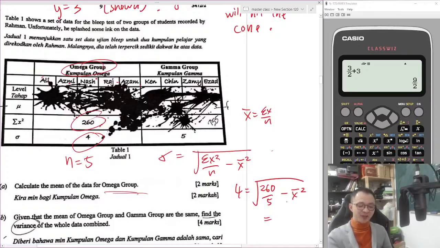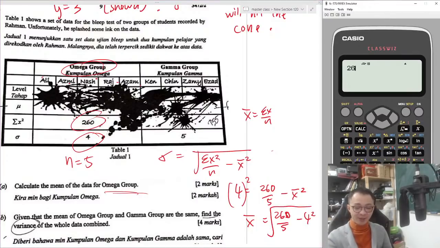In order to solve it, I will move the square root to the other side, so it becomes squared. Never mind, I'll do everything together. Mean squared is 260 over 5 minus 4 squared. Type it in the calculator: 260 over 5. 4 squared is 16, isn't it? Then square root the answer. Then I will get my mean will be 6.